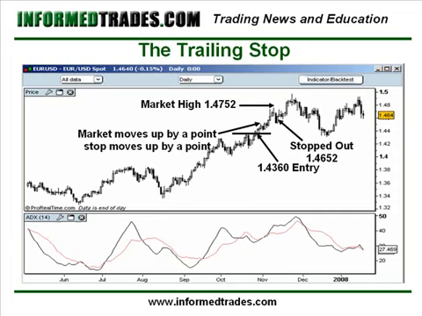Okay, so that's our lesson for today. In tomorrow's lesson, we're going to look at another aspect of money management, which is position sizing. So we hope to see you in that lesson.